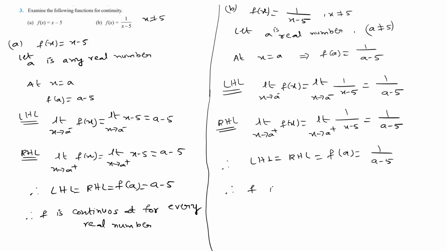Therefore, f is continuous at every real number except 5. Why? Because at the start we took a is not equal to 5. So except this number 5, this function is continuous for every real number.